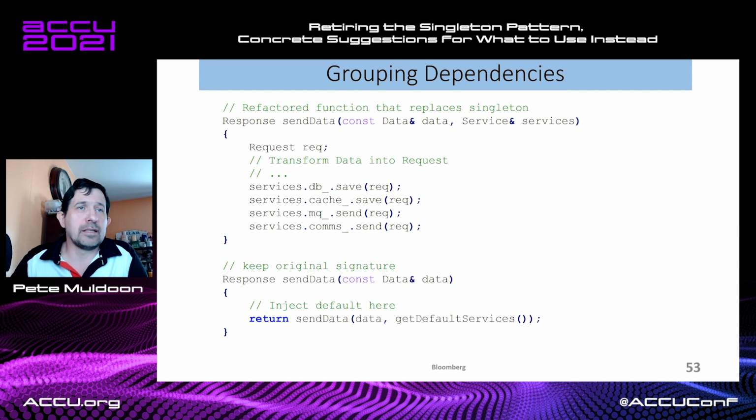So looking at my send data function, I have the single parameter version right here. And what it's doing is just doing a get default services and dispatching it over to the send data function with all the implementation detail in it. And throughout there, it'll call my services.db.save. I just go through the various pieces that it needs. So great. Great, apart from the fact I have no dependency injection.